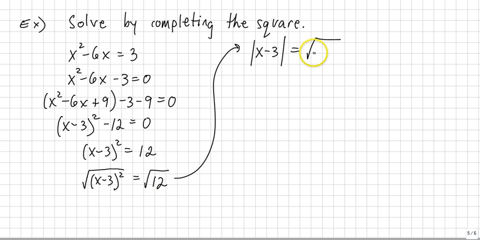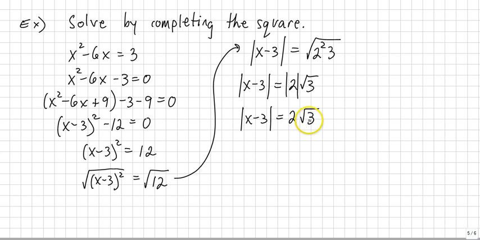That'd be the square root of 2 squared times 3. So we get the absolute value of x minus 3 equals 2 square root of 3. Remember, it's technically the absolute value of 2. So if we simplify, we end up with that.